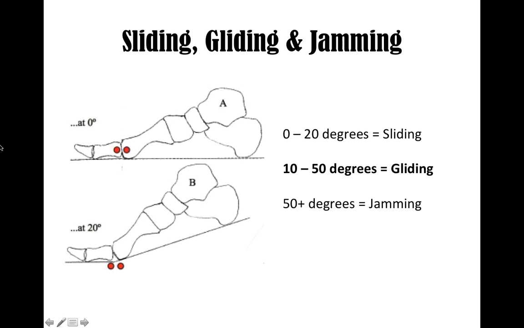The 10 to 50 degrees, that is your gliding phase. Now what's happening, this is the most important phase. What's happening in the gliding phase is that your first metatarsal head is actually plantar flexing. So if we look at this image here and try to capture the visual if you can, first 20 degrees, all you're doing is essentially priming your big toe for dorsiflexion. You're sliding it, head slides against the base of the proximal phalanx.